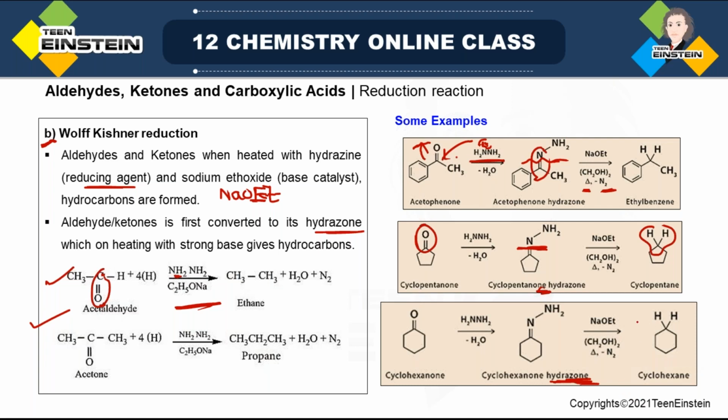Remember, Wolff-Kishner and Clemmensen, we mentioned both are actually conversion of C=O to CH2, but the condition is different. In the first case, the condition is drastic. We are using some concentrated acidic condition, but here it is a basic catalyst, that is basic condition. So if you have some groups which are sensitive to base, then obviously this method is not applicable. So all these things we have to keep in mind. Fine.